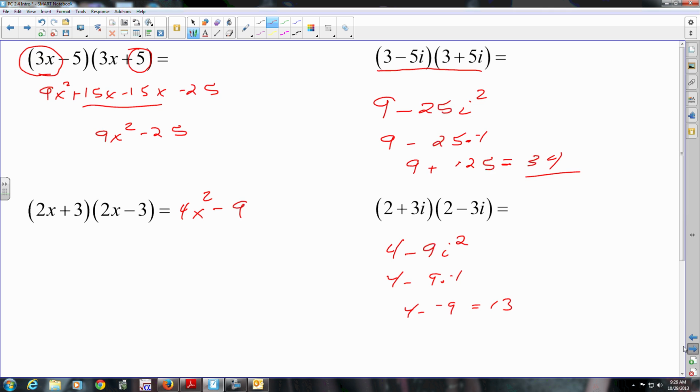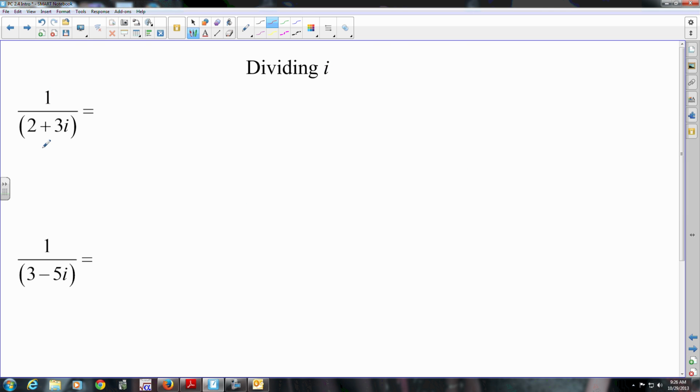You need that in order to divide complex numbers. You're going to multiply by its conjugate. Its conjugate would be 2 minus 3i over 2 minus 3i. Now, I've talked about this earlier in the year. The top is the same as the bottom, so you're really just multiplying by 1. I haven't changed its value. The top is 2 minus 3i.